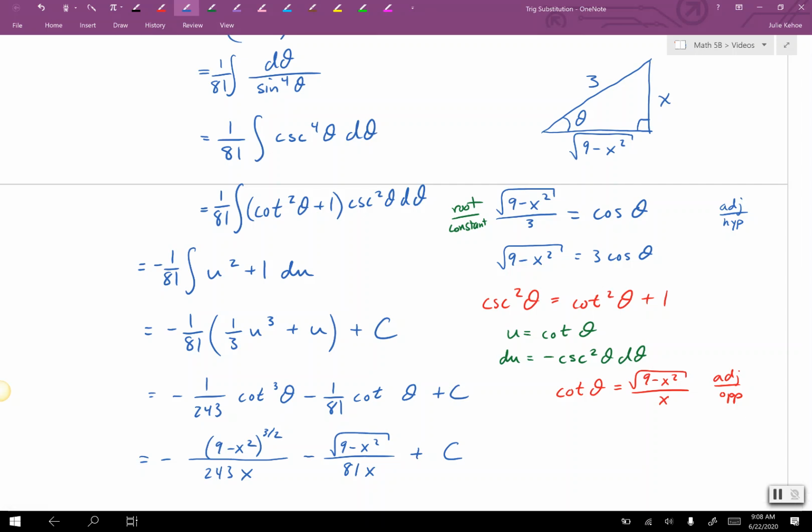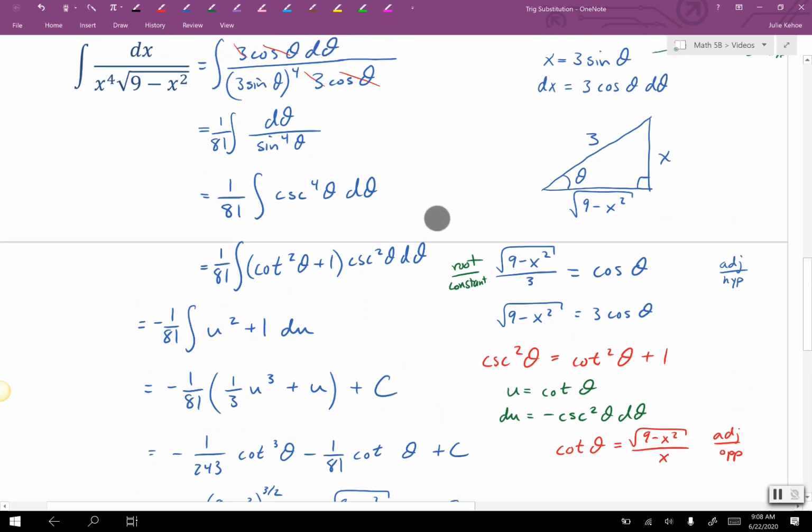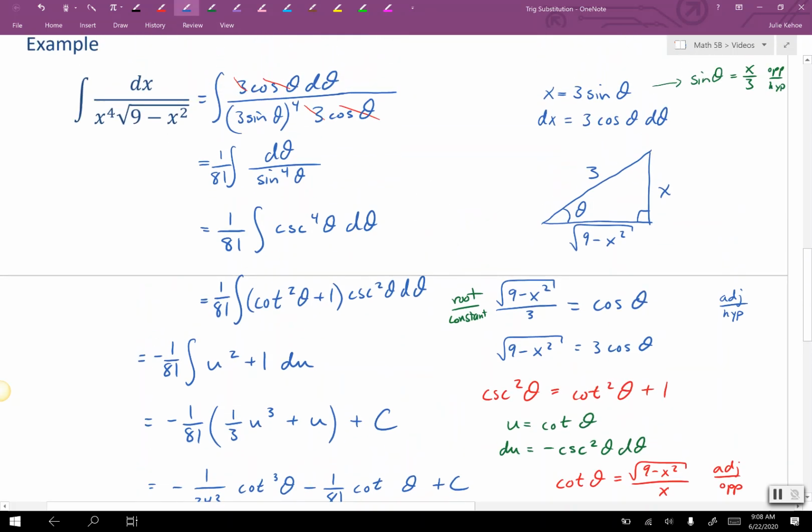So the key takeaway here is when it's time to swap out the root for something in terms of theta, use that triangle and always take the root wherever it is, divided by the constant wherever it is, and then figure out which trig function that defines and set it equal to that. And that is how you use this shortcut for a trig substitution.